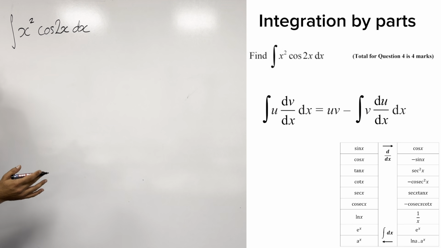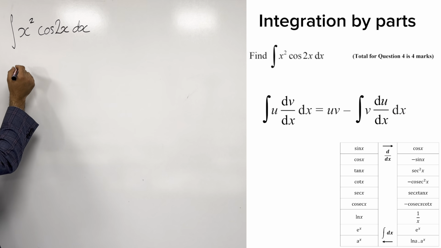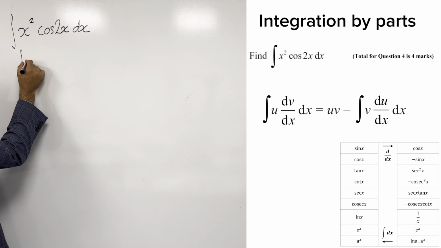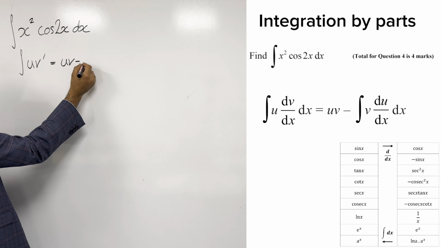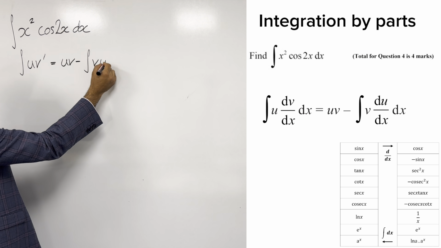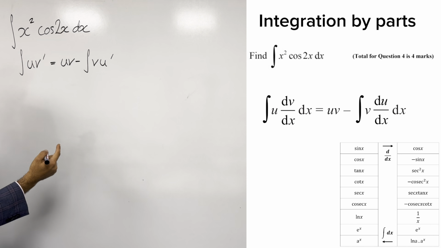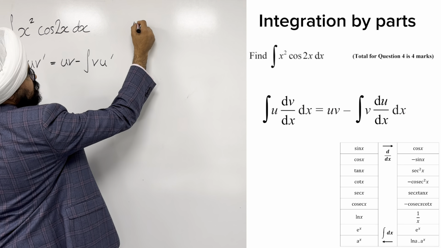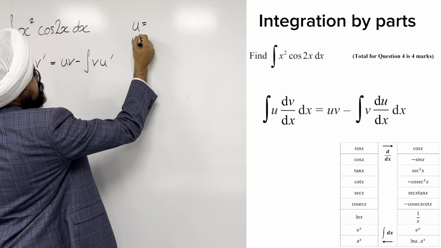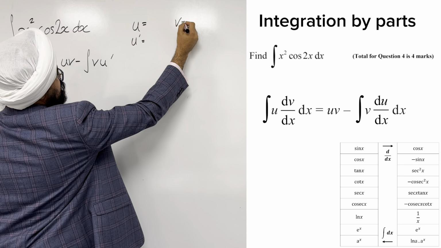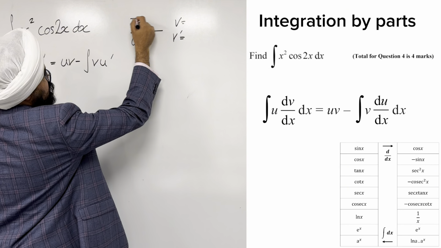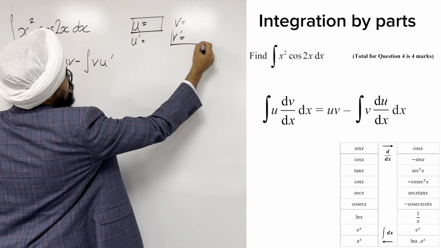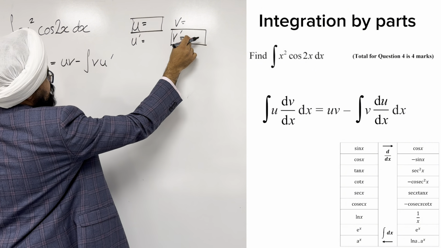You are given the formula in the formula sheet, which you can see on the right hand side of your screen. But the way I remember it is as follows. Integral of u v dash is equal to uv minus integral of v u dash. And then what I would recommend you do is that you write down what u is, u dash is, v, and v dash. So you know you're going to have to work out what u is first, sub it in, and what v dash is, and substitute that in here.